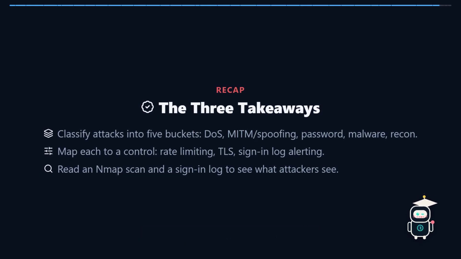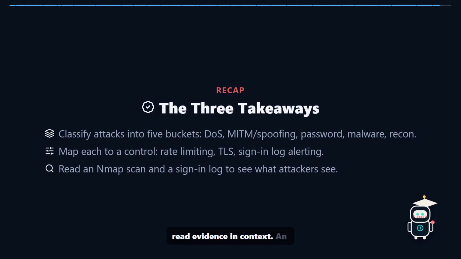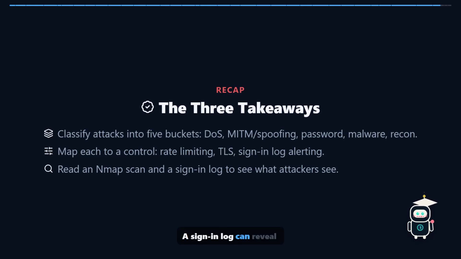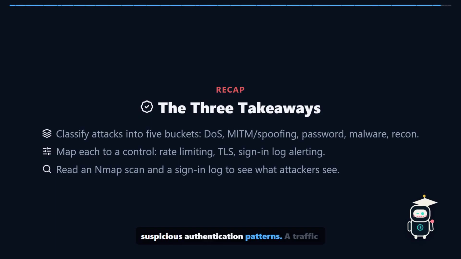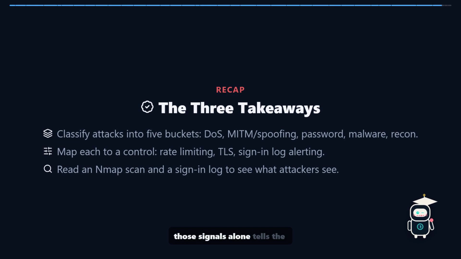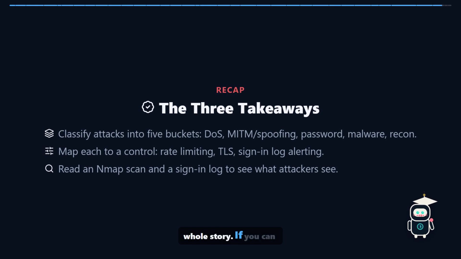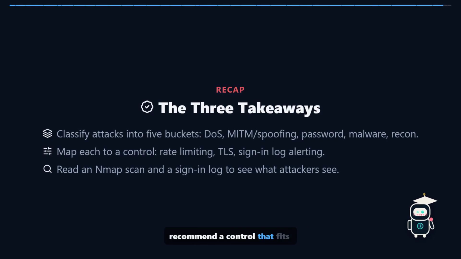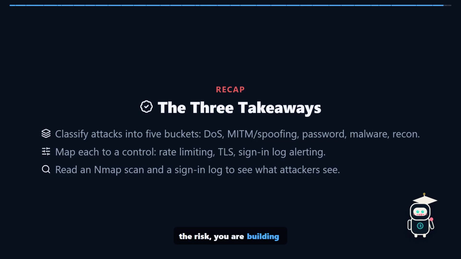Third, learn to read evidence in context. An Nmap result can reveal exposure. A sign-in log can reveal suspicious authentication patterns. A traffic record can reveal unusual volume or communication paths. None of those signals alone tells the whole story. If you can identify the likely scenario, gather evidence within your authority, and recommend a control that fits the risk, you are building real defensive security judgment.